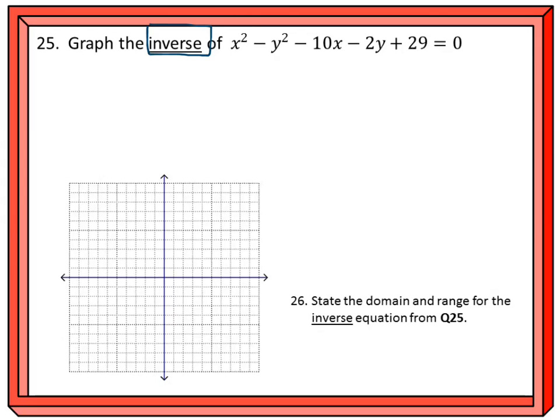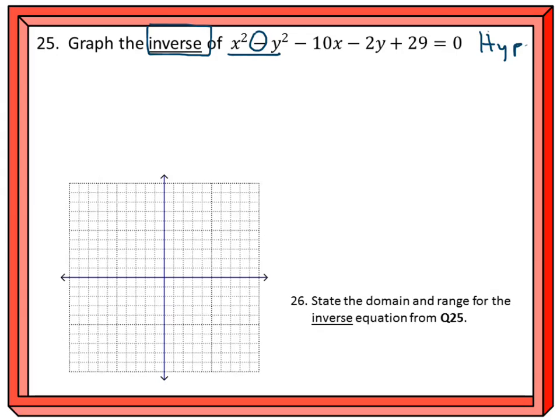Before we start though, if I look at this, I have an x squared minus a y squared. This indicates that this is a hyperbola. So all of you guys that thought it was a circle, come on, there was a negative sign right there. Okay, anyway, so let's complete the square.